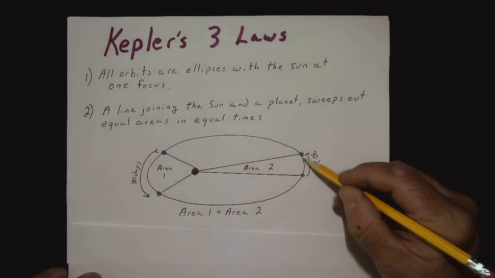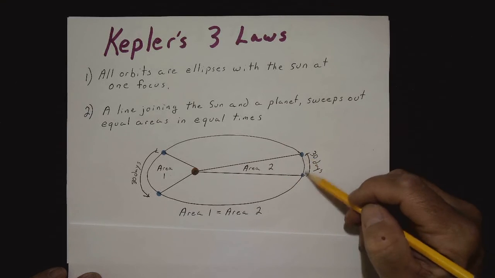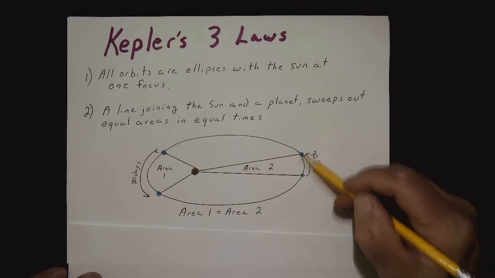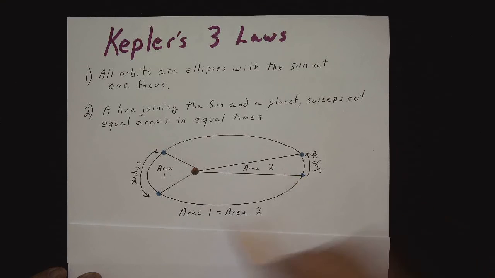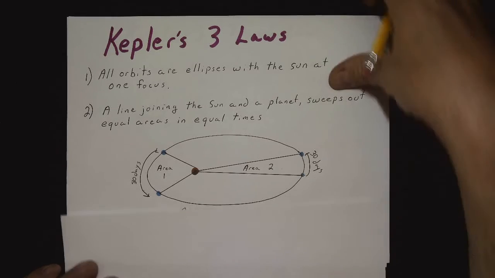Far away from the sun, it's going quite slowly. So 30 days would take it a shorter distance. That would be area 2. Area 1 equals area 2. And this is universal for all planets in all orbits.